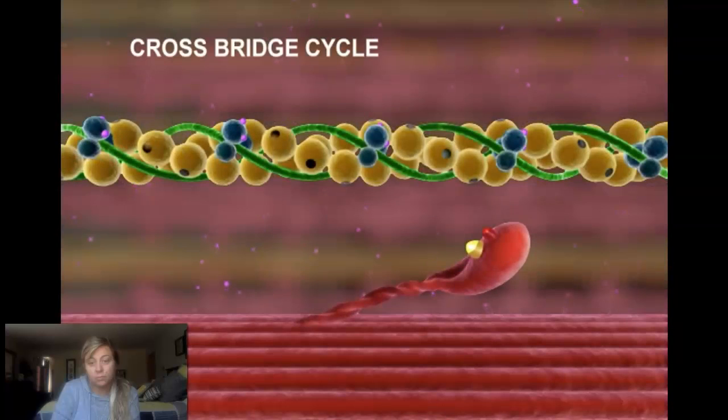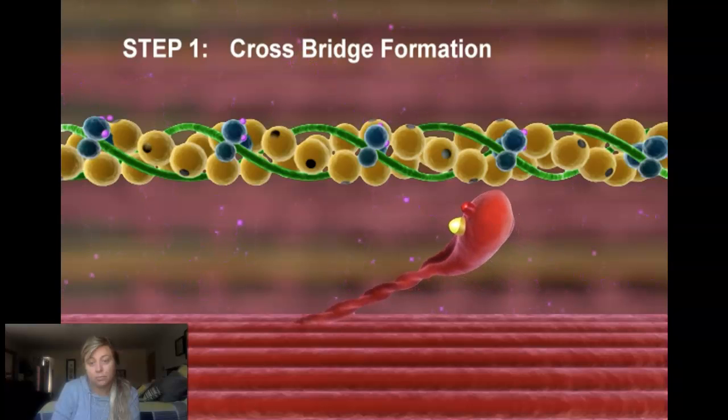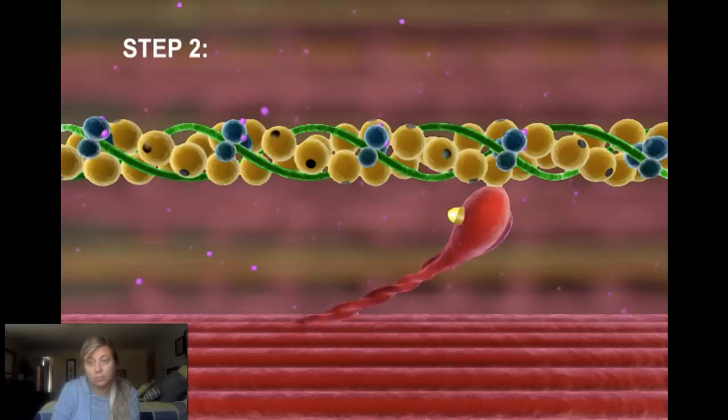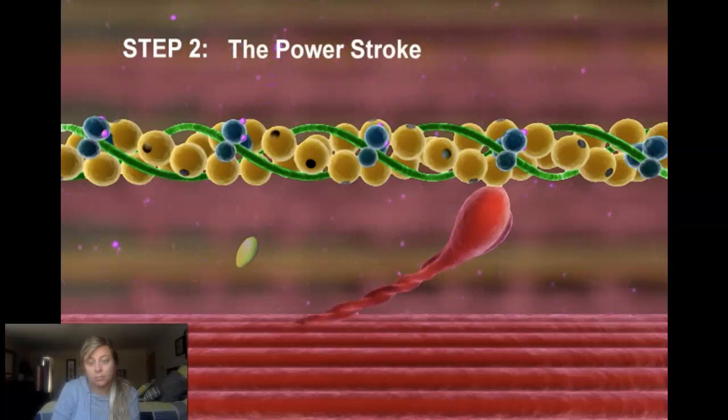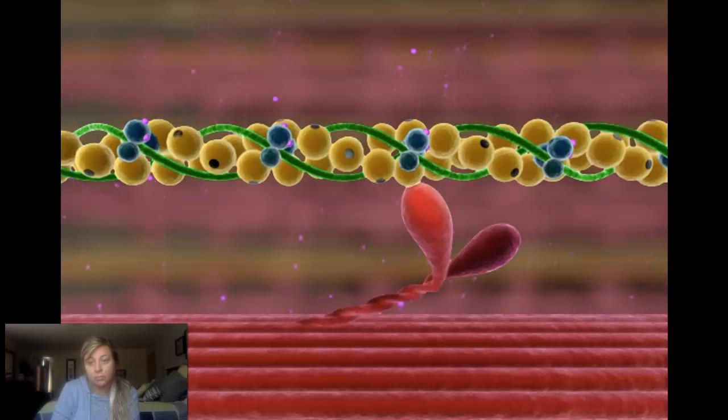A cross-bridge cycle may be divided into 4 steps. Step 1. Cross-bridge formation. The activated myosin head binds to actin, forming a cross bridge. Inorganic phosphate is released, and the bond between myosin and actin becomes stronger. Step 2. The power stroke. ADP is released, and the activated myosin head pivots, sliding the thin myofilament toward the center of the sarcomere.